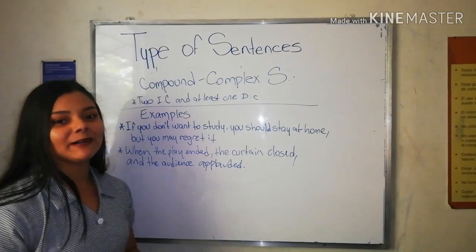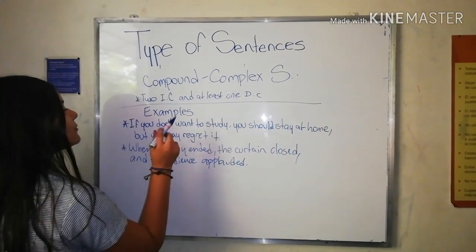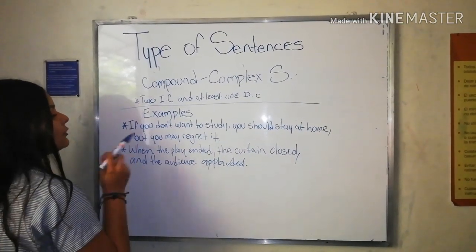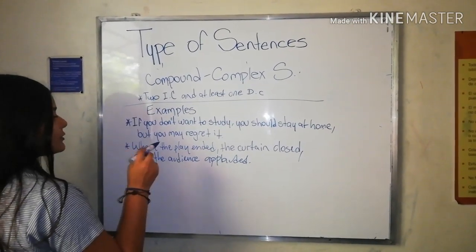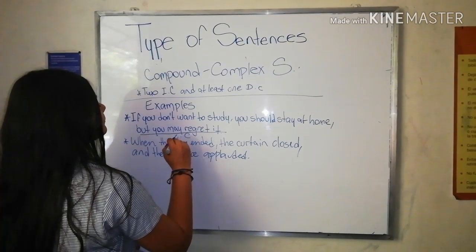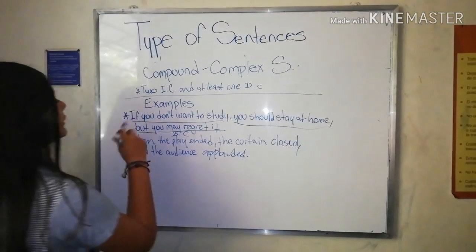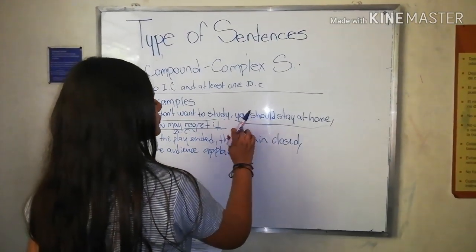Some examples of compound-complex sentences are: if you don't want to study, comma, you should stay at home, comma, but you may regret it. The dependent clause in this case is if you don't want to study, and the two independent clauses are you should stay at home and but you may regret it.